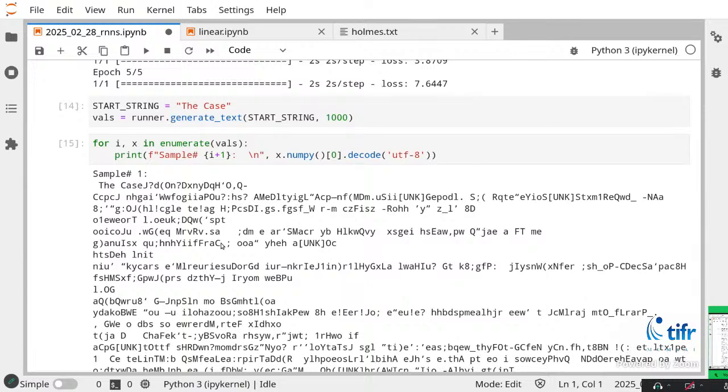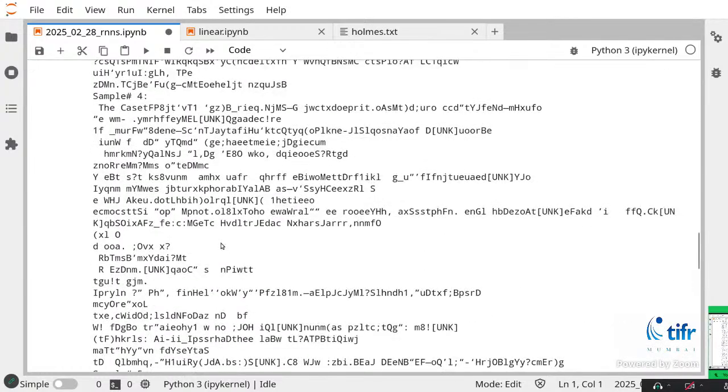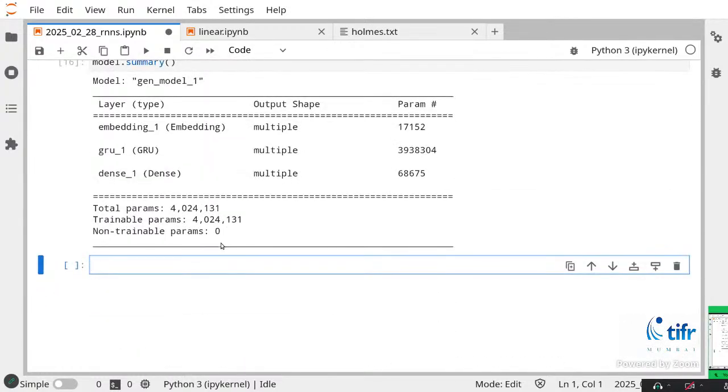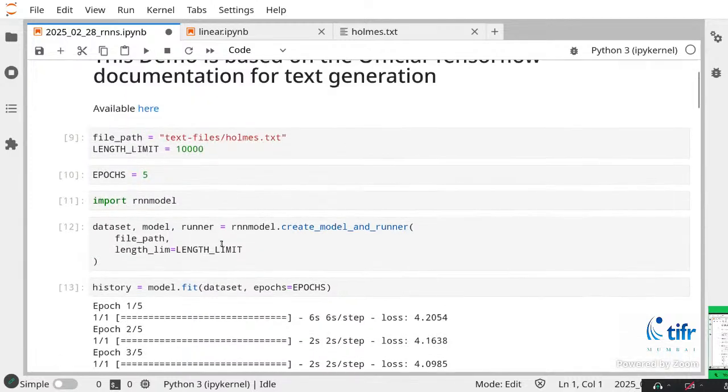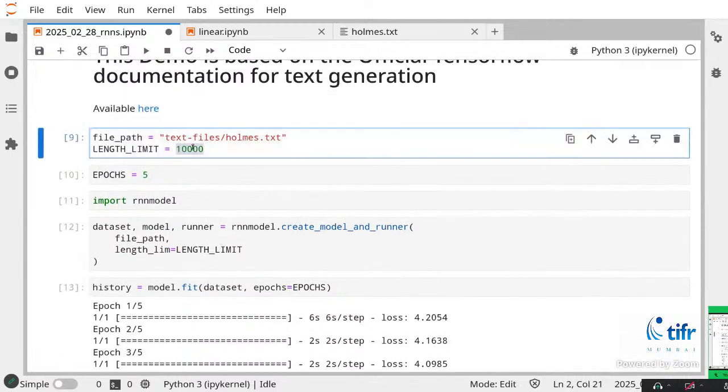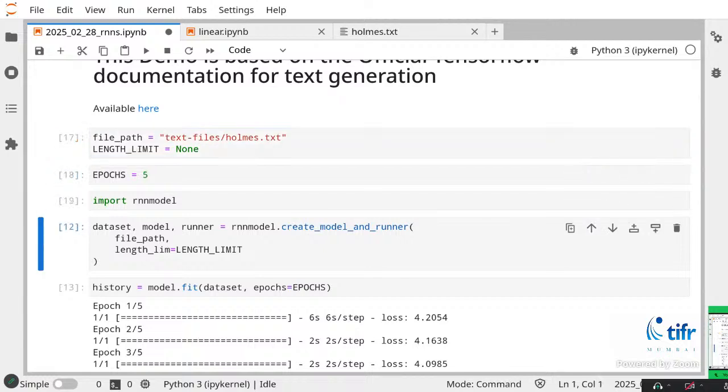Maybe the reason is it didn't learn anything. Here is the number of parameters. This model had 4 million, 40 lakh parameters. It didn't learn anything in 5 epochs, and it was very quick. Maybe what we should do is not have this length limit. Try to read the whole story, and let me try to do that.